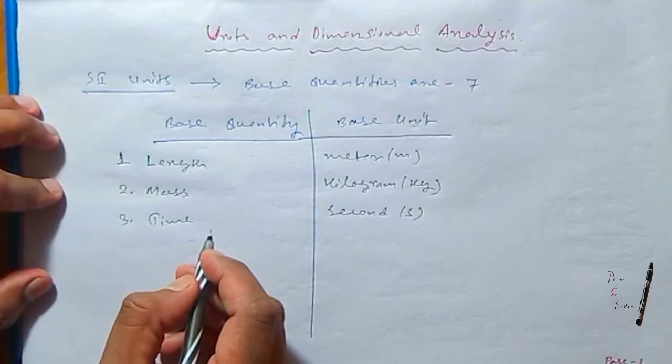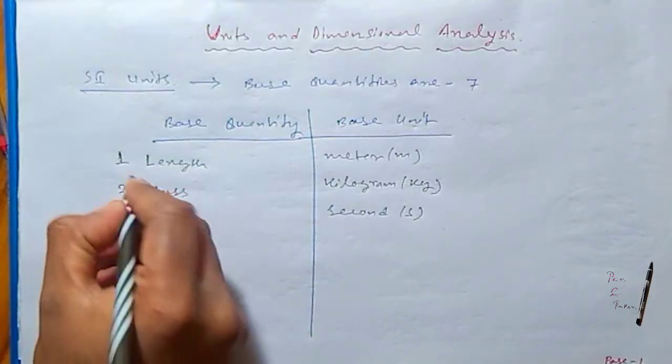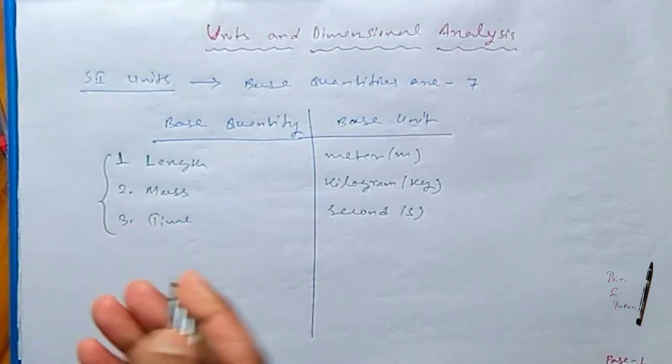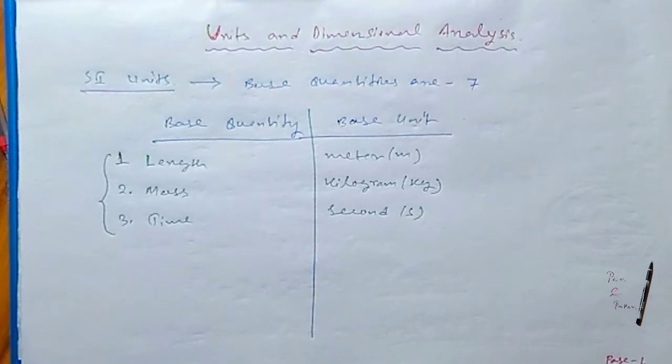Now these three base quantities are commonly used in mechanics. Mechanics is based on just the first three of these base quantities: length, mass and time. We can express the dimensions of mechanical physical quantities such as velocity, acceleration, force, in terms of length, mass and time. Nothing else is required.